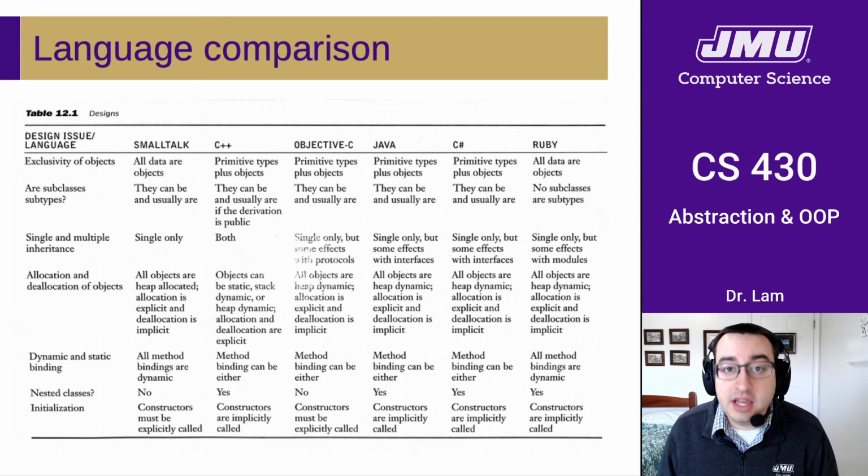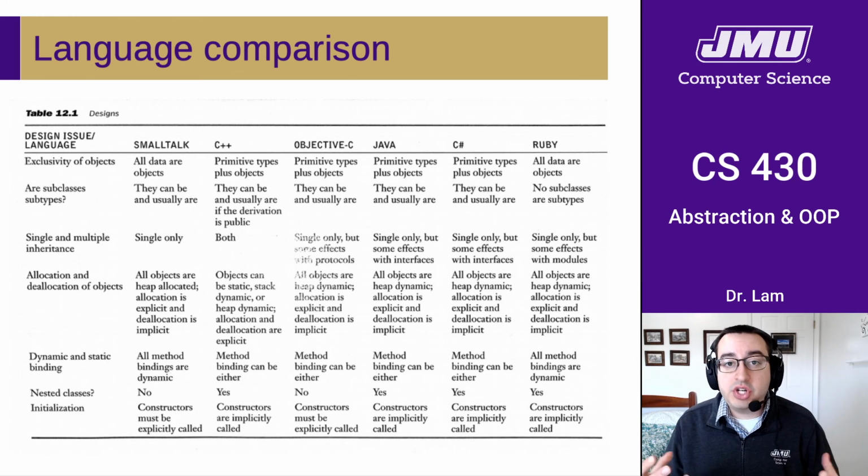So this is a nice table that's in your textbook about the comparison between different object-oriented languages. And so it's worth sitting down and studying this a little bit just to see how different languages approach data abstraction and object-oriented programming and the notion of abstract data types in different ways.